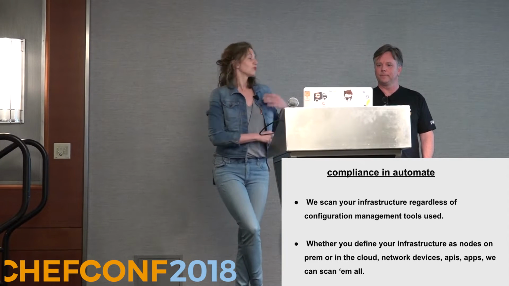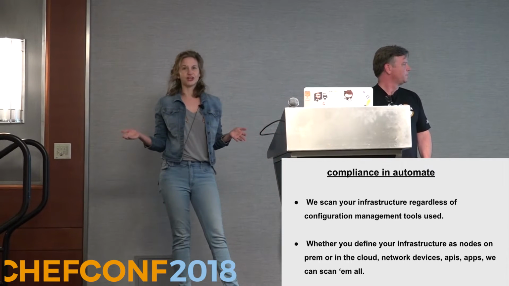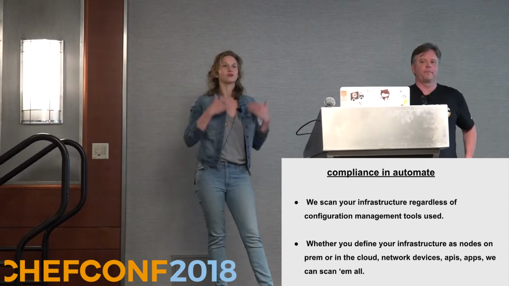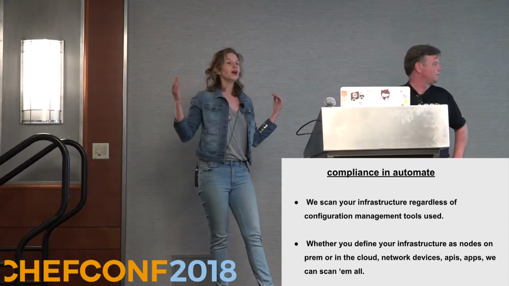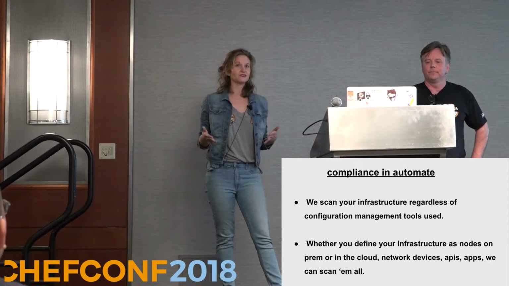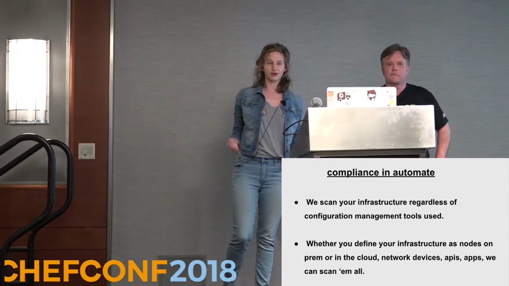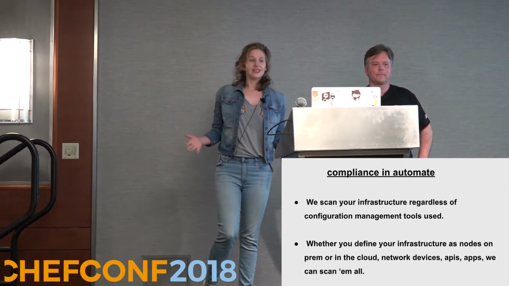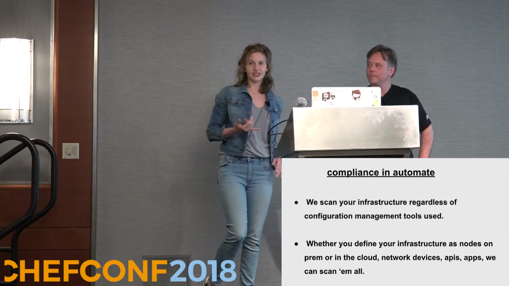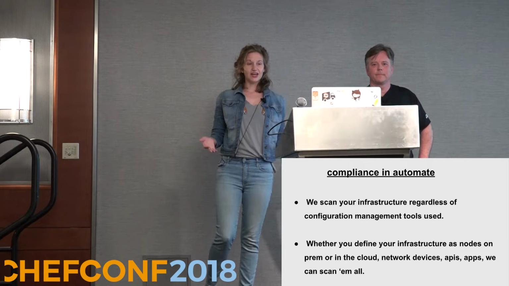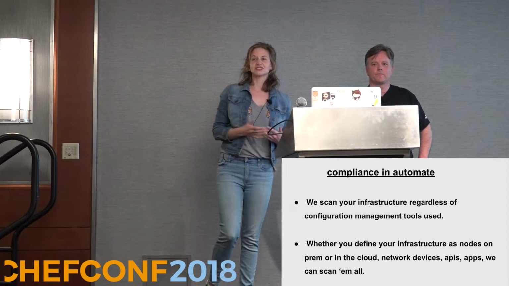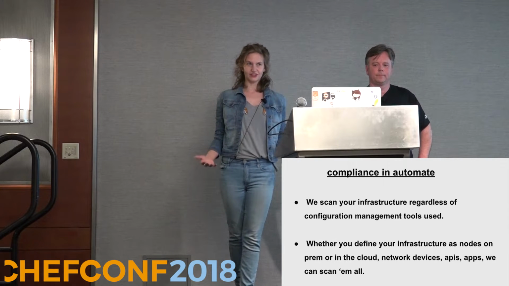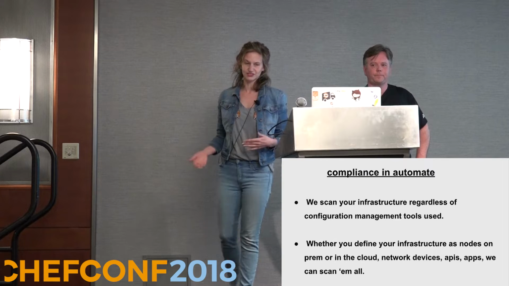Compliance in Automate, we're scanning your infrastructure regardless of configuration management tools used, just like InSpec does. That's always been InSpec's stance, right? We can scan your infrastructure. We don't care if you use Chef, Puppet, Ansible, whatever. But now it's taken a step further. Instead of just SSH and WinRM scanning, we can also scan your AWS services, your Azure services, network devices, APIs. We are starting to scan all the things because your infrastructure is not just your nodes, it's all of it all together. And there are vulnerabilities across all of those different situations.